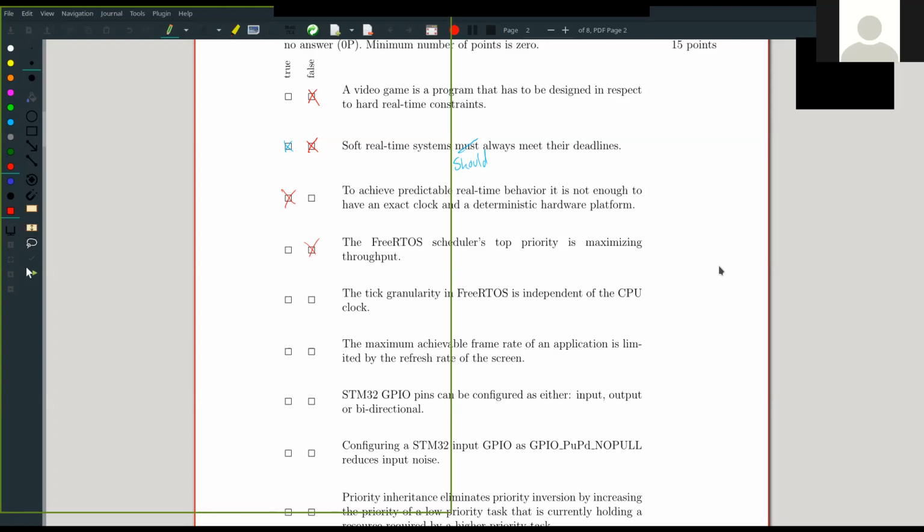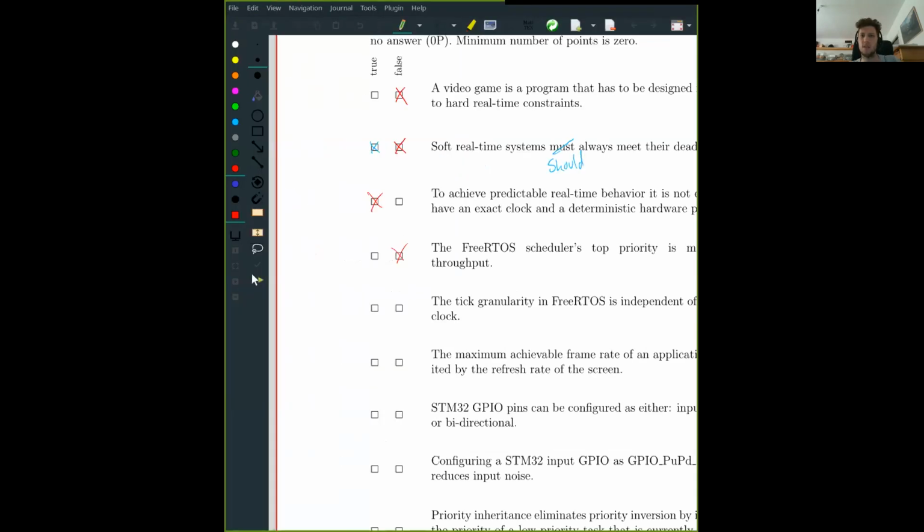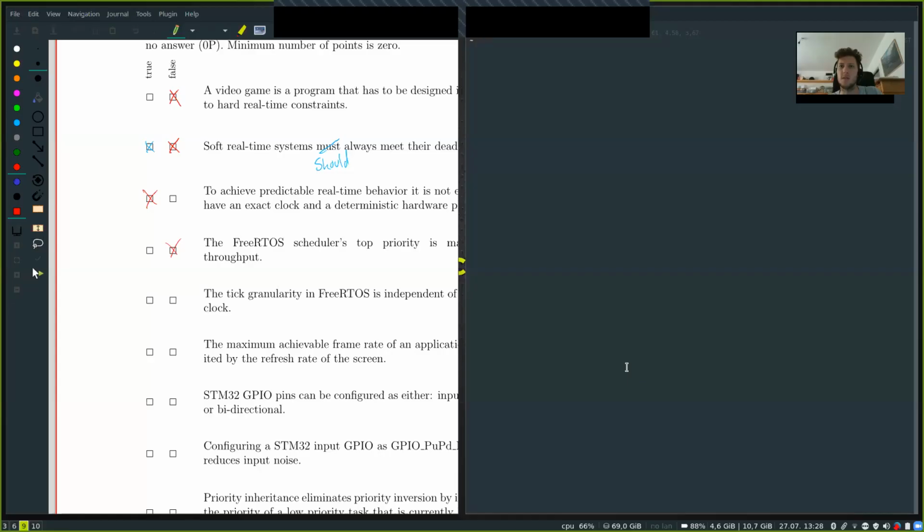I think it's actually dependent on the CPU clock. Yeah, I think so. The tick granularity is independent, because you configure it in FreeRTOSConfig.h, right? I can't remember, so let's have a quick look. Can you see my terminal when I'm sharing it? We actually see the top left corner. Let me share my whole screen. I think I can select to share my desktop. This is what I want.